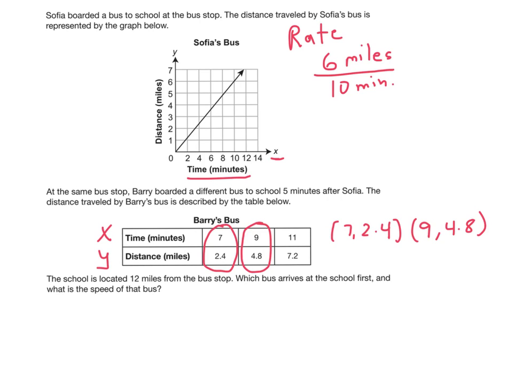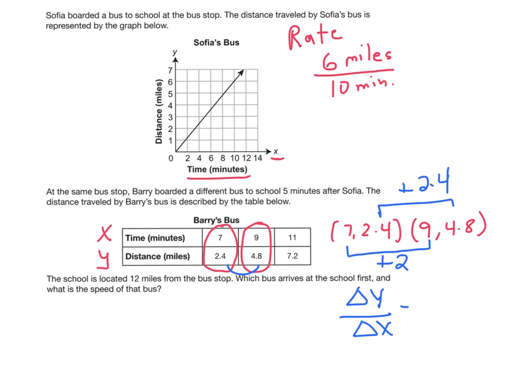And so much as we did a while ago when we were working with slope, we're going to try to find the rate for Barry's bus. And that's just basically the change in y over the change in x. So it's basically a slope problem. So to go from 2.4 miles traveled to 4.8, that's an increase of 2.4 miles. And to go from 7 minutes to 9 minutes is an increase of 2 minutes. So that means Barry's bus is going 2.4 miles in 2 minutes.